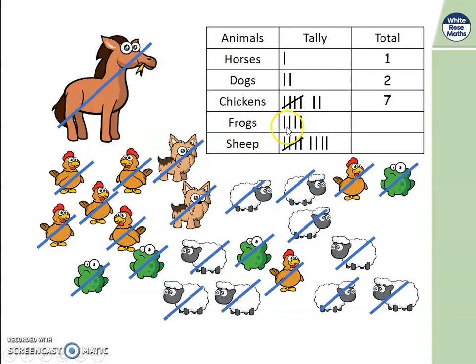Well done. The frogs, 1, 2, 3, 4. The last one, we've got 5, 6, 7, 8, 9. Well done if you got that. Give yourself a tick if you did that correctly.